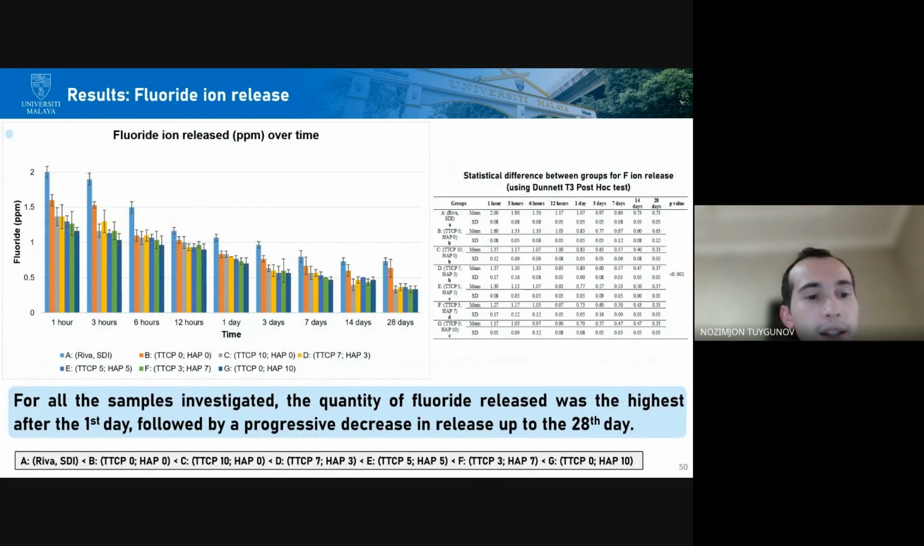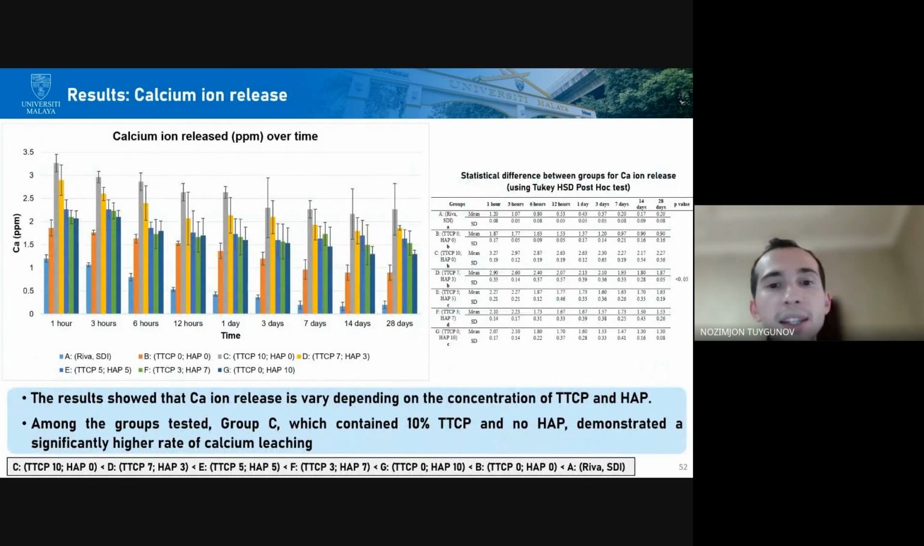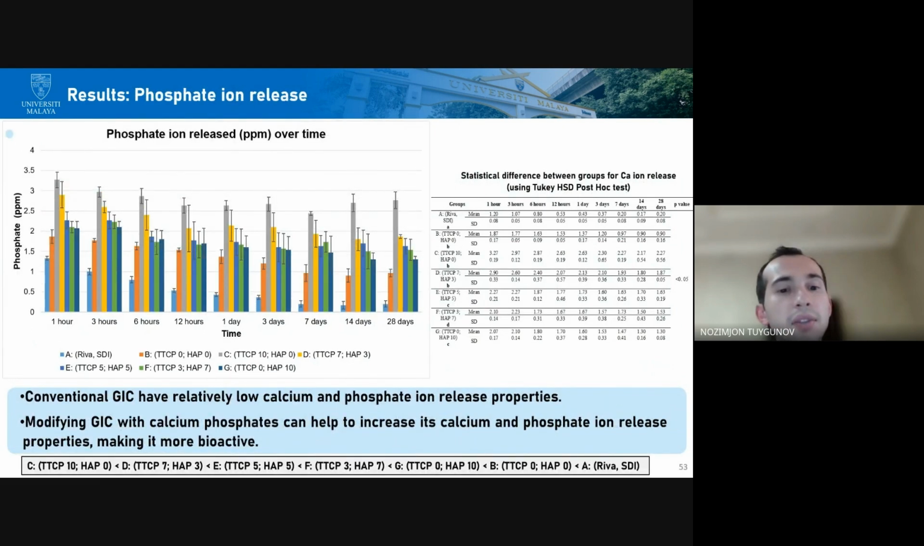Fluoride ion release. Well, if we compare all the commercially available products and all our groups, I would say there was no significant difference between the groups at different time points. For all the samples investigated, the quantity of fluoride ion released was the highest after the first day, followed by progressive decrease in release up to the 28th day.